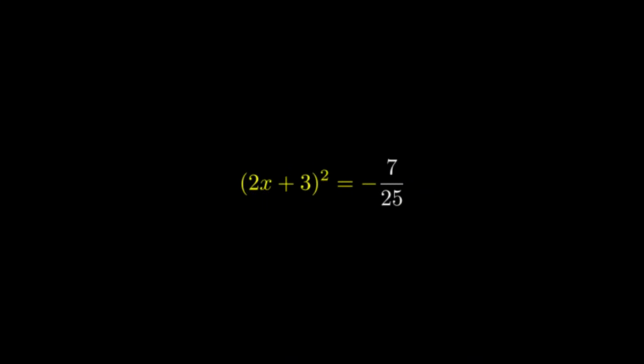However, we have an interesting situation because our perfect square equals a negative fraction on the right side. This introduces a critical mathematical consideration. Let's examine this structure carefully. We have a perfect square expression equal to a negative value.